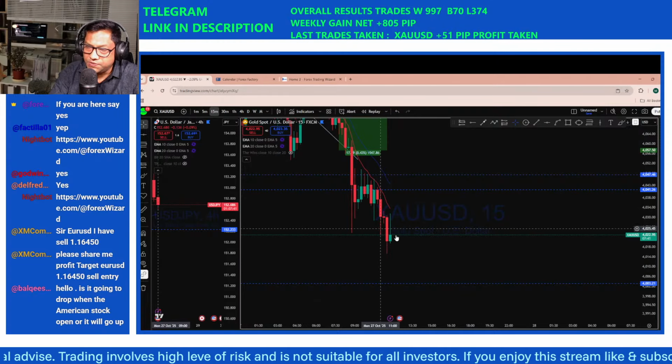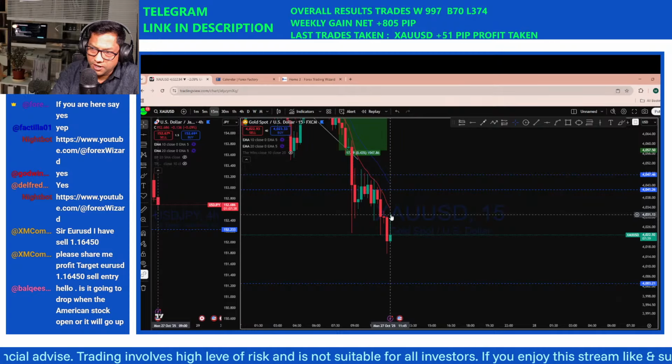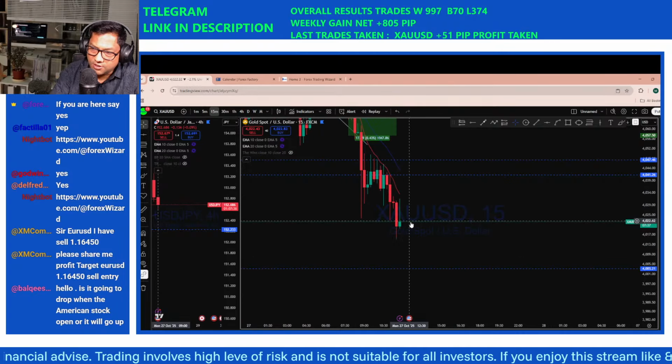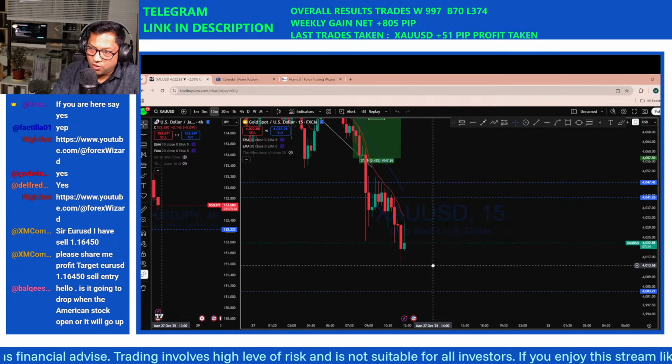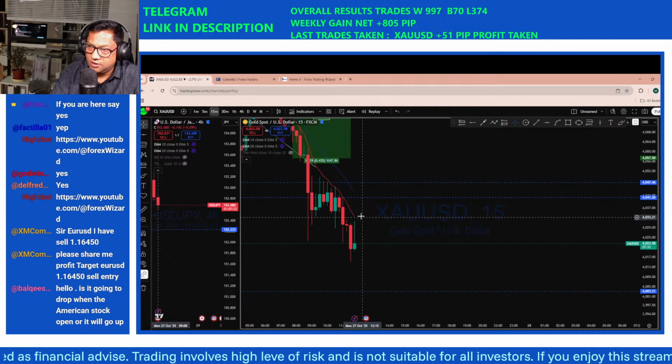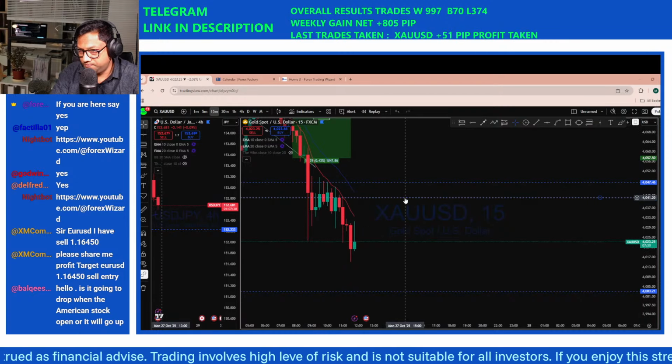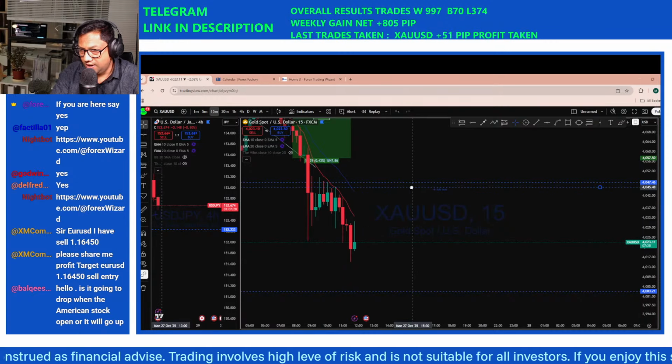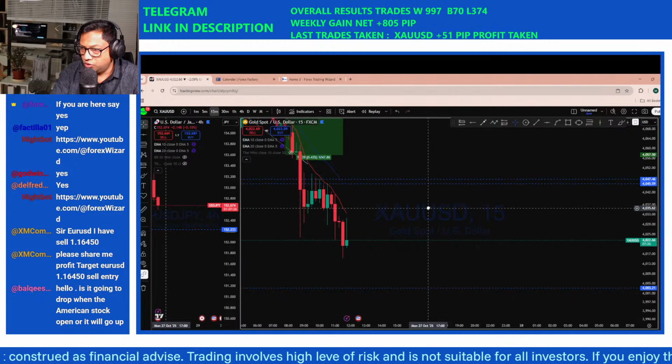From the 15 minutes perspective, we can see the market from here getting a rejection, and that could bring the market to drop down further, or we could see another bounce back to this level here, to 4045.